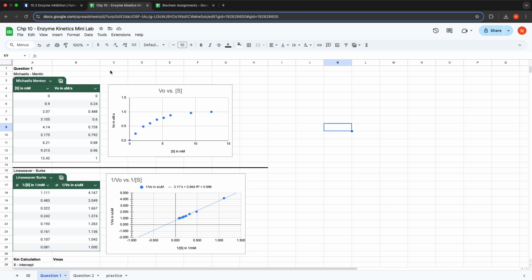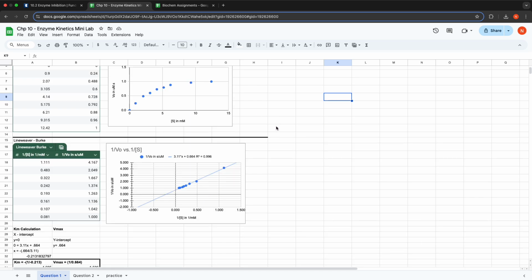Okay, so for question one, first and foremost, I plotted the Michaelis-Menten scatter plot here. We have our substrate in the left column, which is on our x-axis, and then our rate, our V0, which is on the y-axis, plotted in that Michaelis-Menten scatter plot.